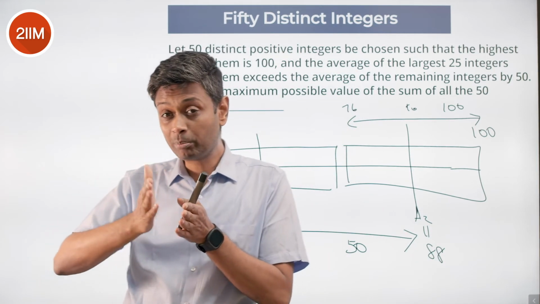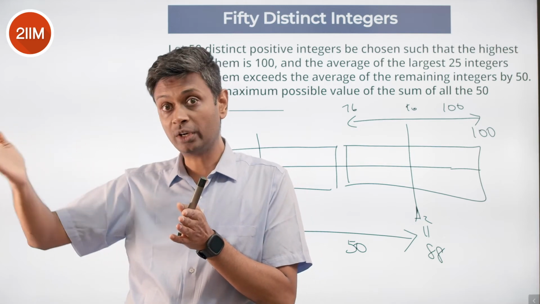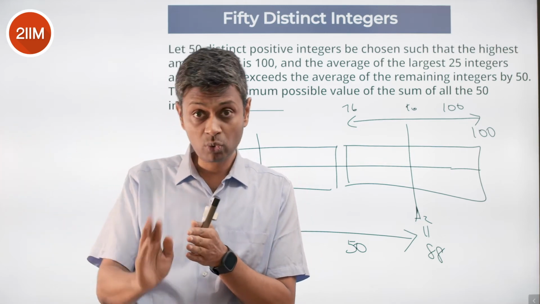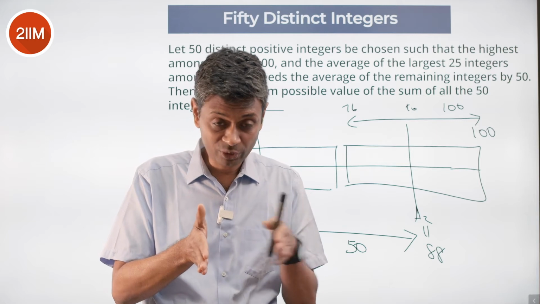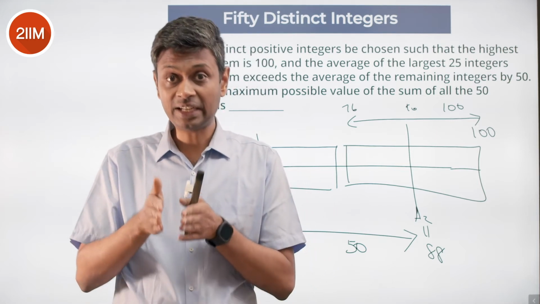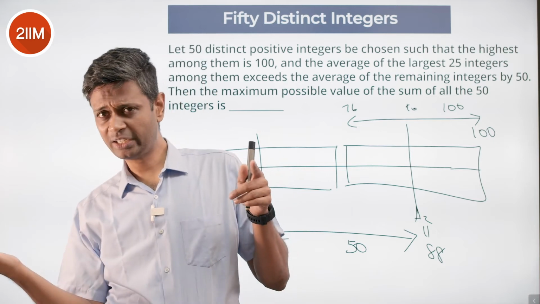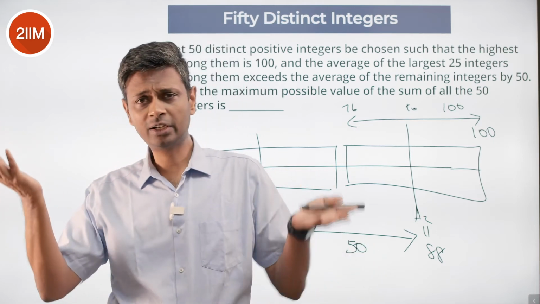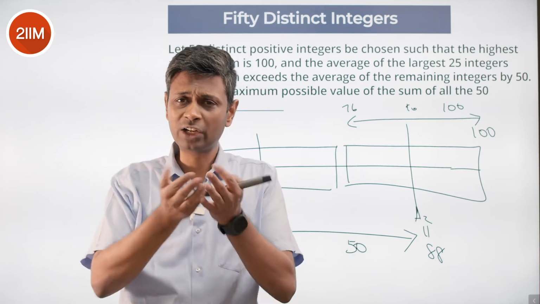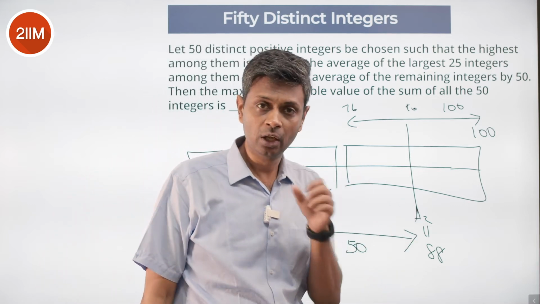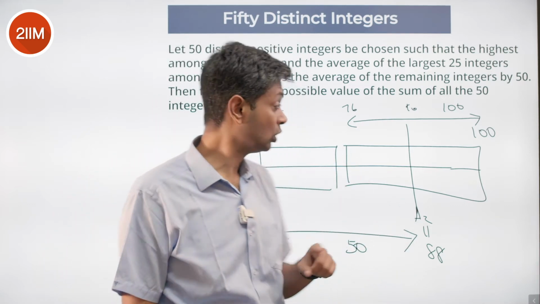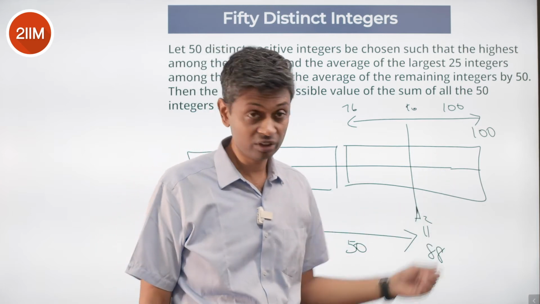88. Beyond 88, from 89 to 100, there are 12 numbers. Before 88, from 87 to 76, there are 12 numbers. 88 is the middle term. That's where the average will properly offset. This side slightly lower, that side greater, lower, greater, lower, perfectly offsetting each other. The average will be 88. The average of the 25 largest integers is 88.